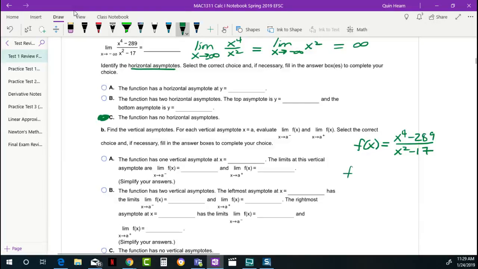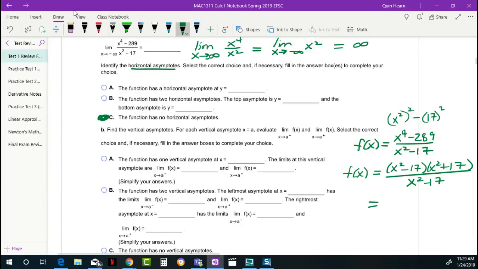So in this case, f of x is equal to x squared minus 17 times x squared plus 17 in the numerator. And you see how that's a difference of squares. This is x squared squared, and this is 17 squared. So it factors into x squared minus 17, x squared plus 17. Which is convenient because it just so happens the denominator is x squared minus 17.